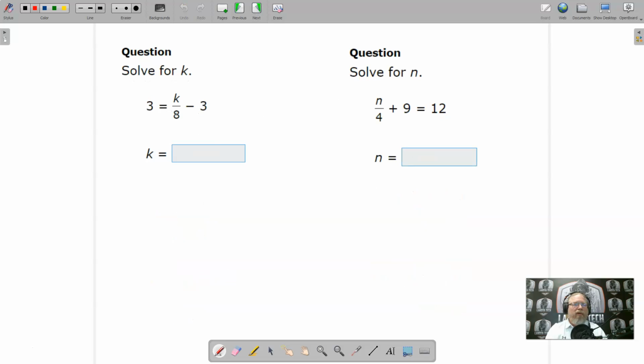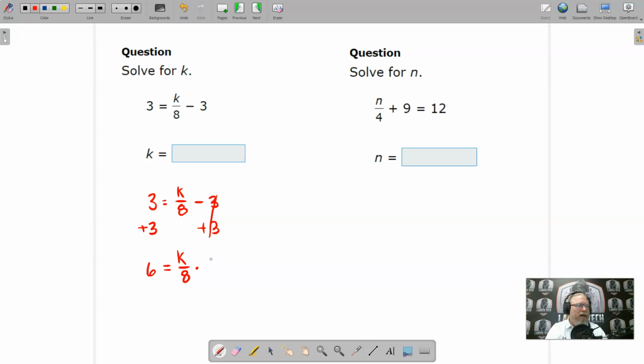Here we have 3 equals k over 8 minus 3. So 3 equals k over 8 minus 3. So we got to deal with this negative 3 here. So let's add 3. And what we do to one side, we're going to do to the other. Those 3's are going to cancel each other. And on the right, we're going to be left with just k over 8. And 3 plus 3 is 6.